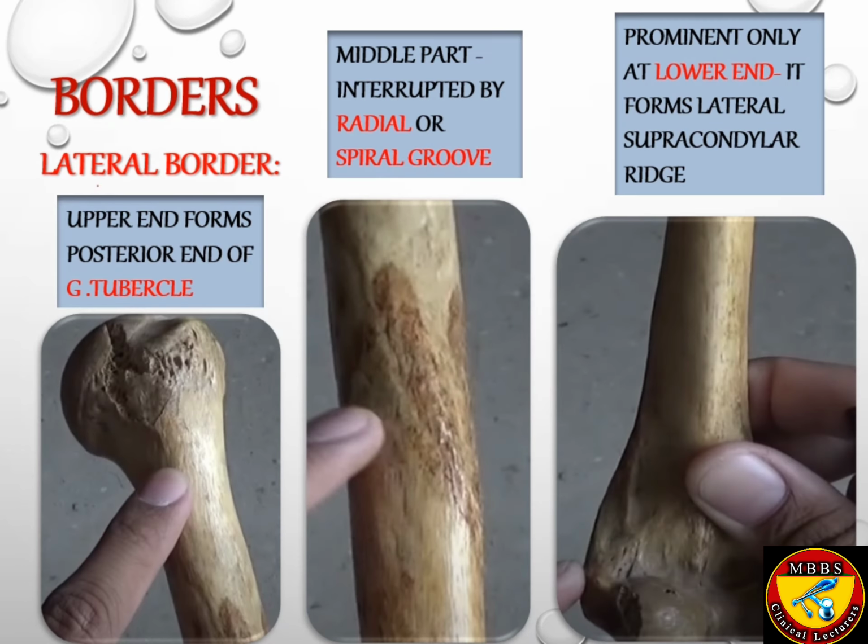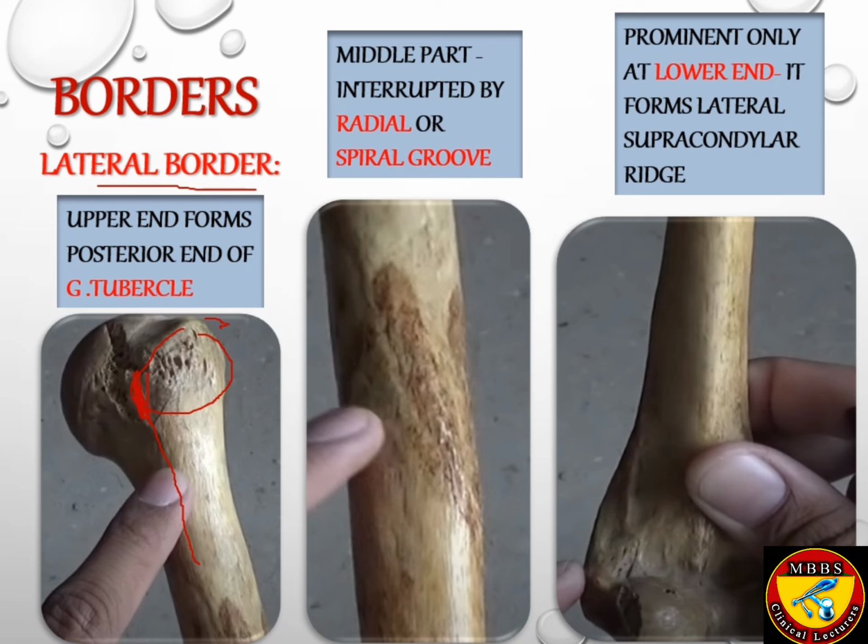Borders. Lateral border. Now number 2 is the lateral border. The upper end is formed by the posterior end of the greater tubercle. Now this is the greater tubercle. This is the posterior aspect, and that side will be the medial tubercle. Now it starts from the lateral end, the posterior end of the greater tubercle, and comes down.